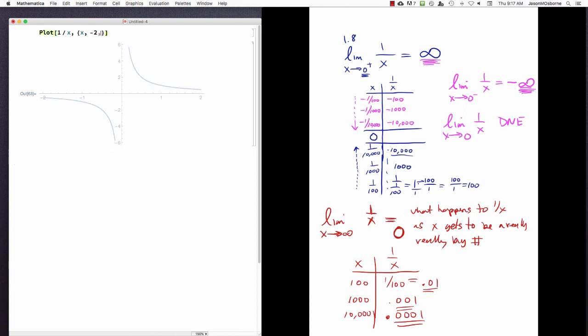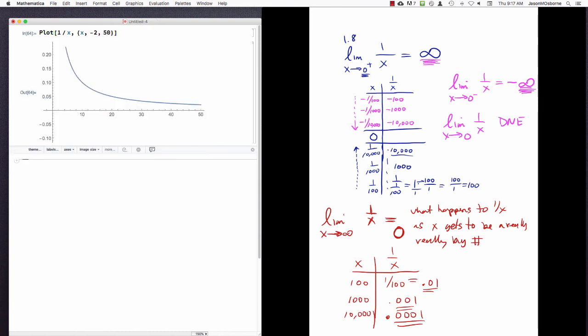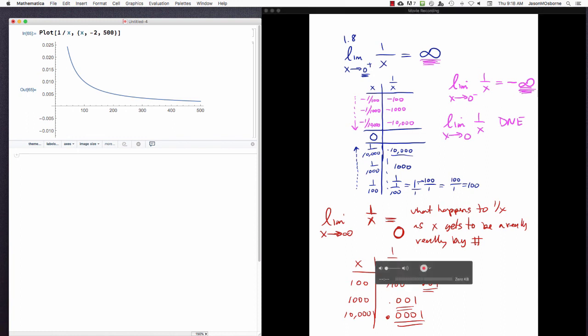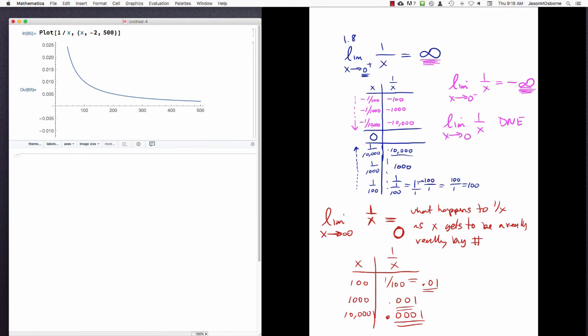So if we plotted this to say 50, we can see that as x gets close to 50, the y values are getting close to 0.05. And then let's plot this out to 500. You can see the numbers are getting smaller and smaller, closer and closer to 0.0005. So that limit as x goes to infinity goes to 0. And those are the basics of limits that involve infinity in some way.